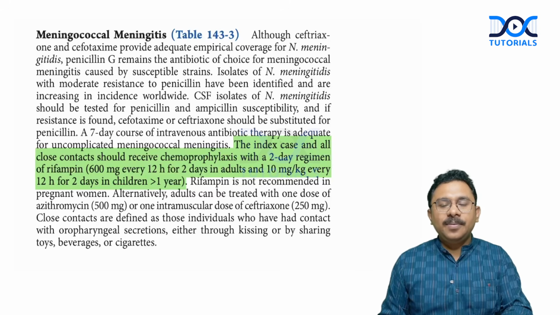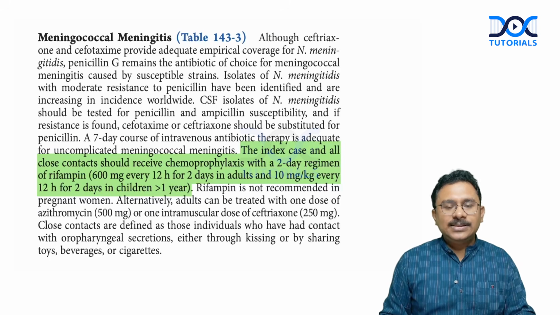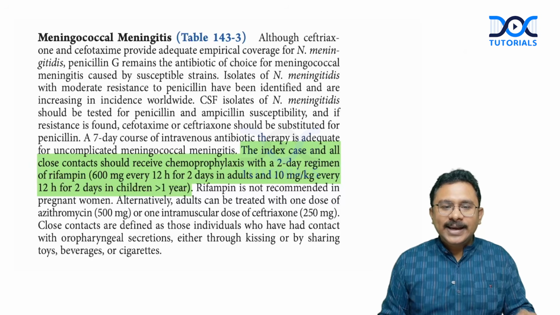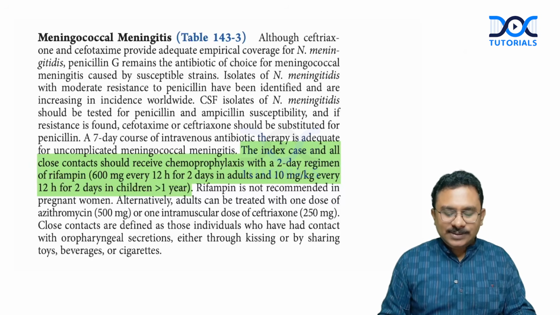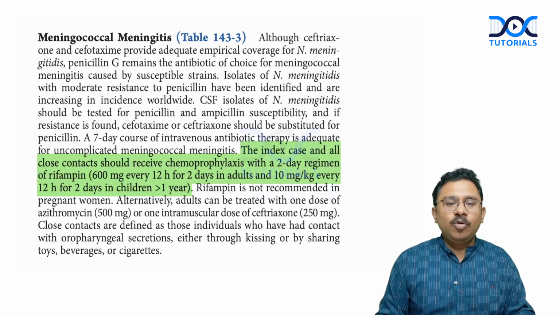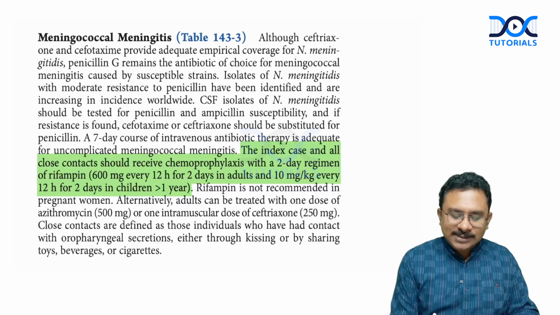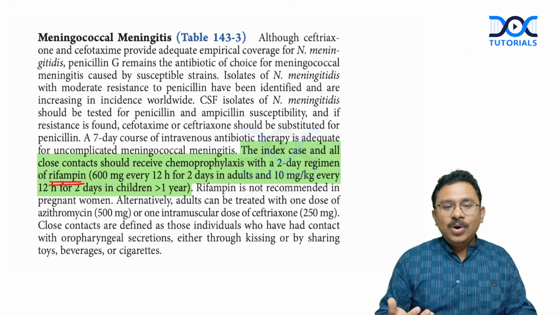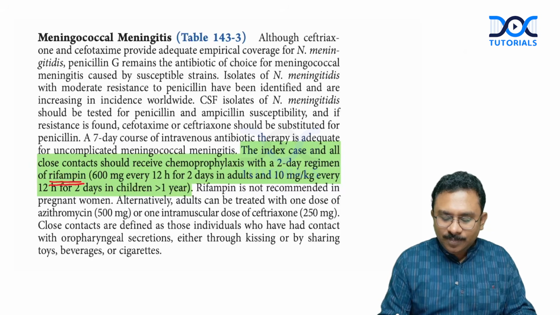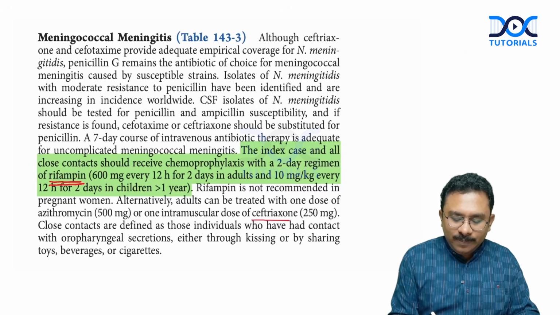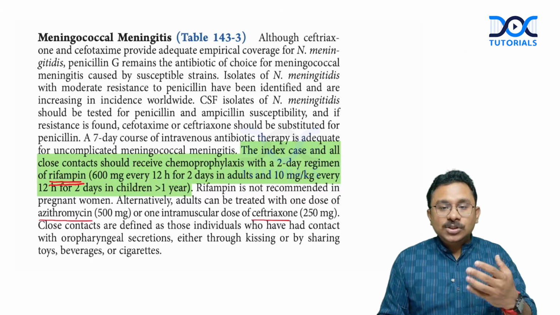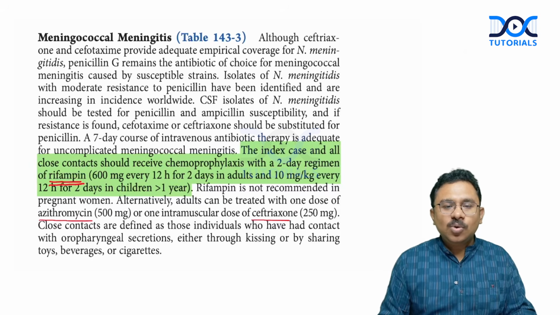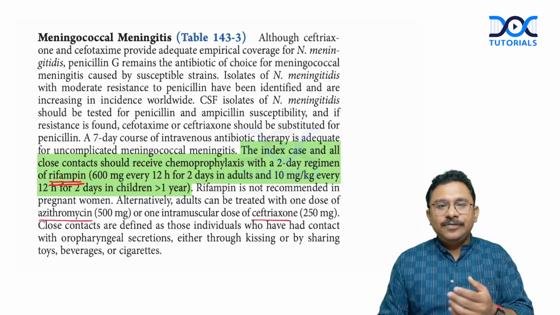So in case of meningococcal meningitis, please understand the index case and the close contacts should be receiving chemoprophylaxis. Chemoprophylaxis with rifampicin can be given as an oral drug, but you have got alternative options like ceftriaxone or maybe azithromycin. So please also understand that rifampicin is not the sole agent. You can also consider azithromycin or ceftriaxone.